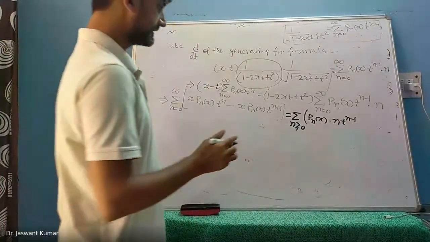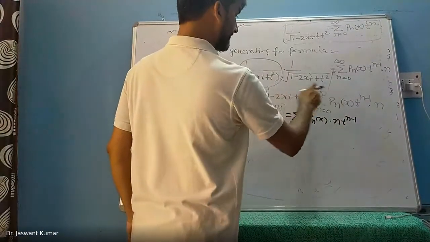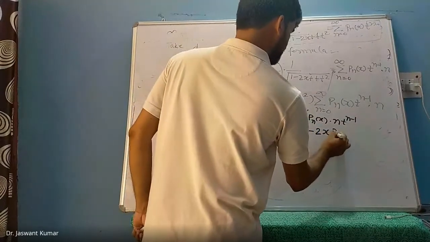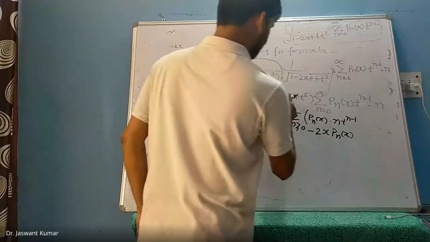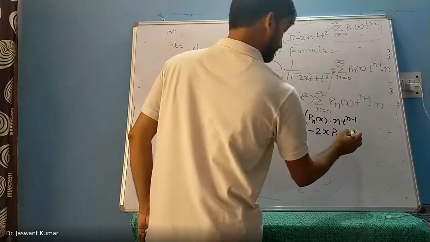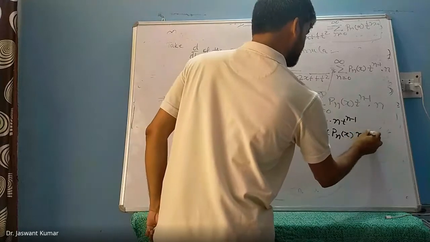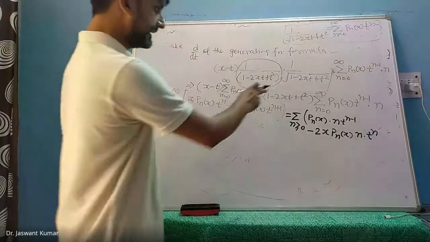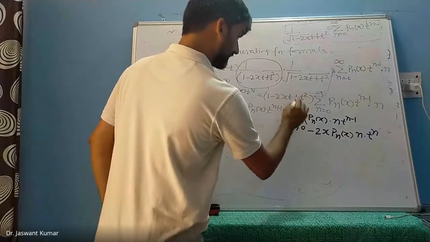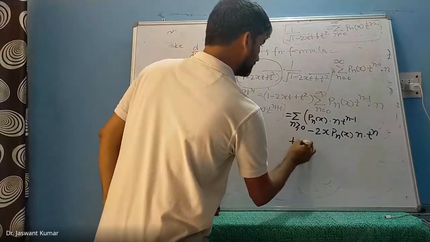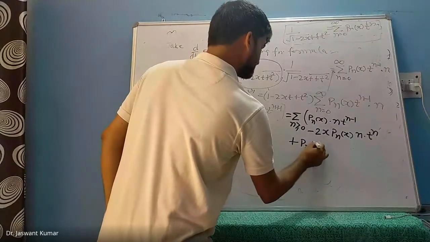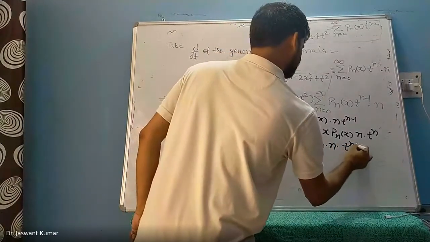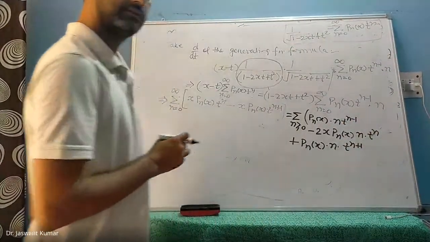Okay? The second term is minus 2x and then there is a t. So the second term is minus 2x Pn(x) and there is a t that multiplies this. So then there is n times t to the power n. Okay? And then the third term is a t square. So the third term will be plus Pn(x) n times t to the power n plus 1. Okay?